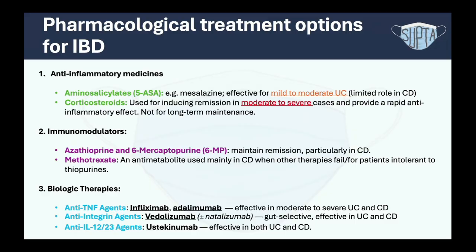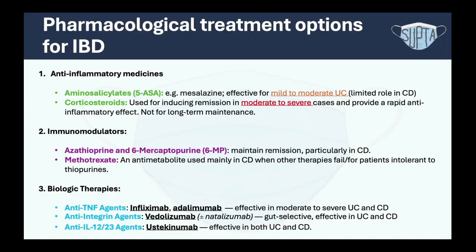Next, we have immunomodulators, and these are used for maintaining remission, especially in Crohn's disease. However, they have a much slower onset, and they take several weeks, up to a month, to become fully effective.